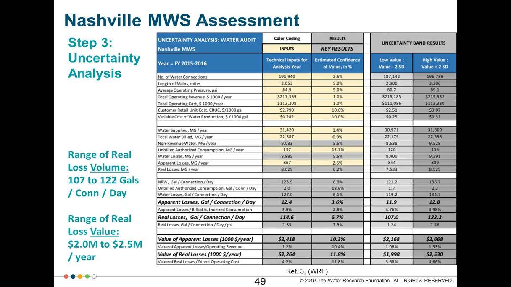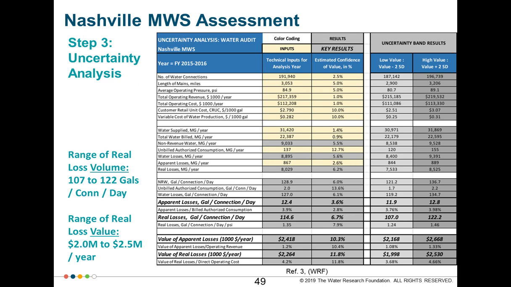And of course, on a top-down audit, we're most interested in the real loss volume. In this year in Nashville, the estimate was 116 gallons per connection per day, but we see the range of uncertainty is up or down about 7%, that is from 107 to 122. Now that's a reasonably narrow window, and it's because of careful work on all of the measurements in the upper part of the water balance.